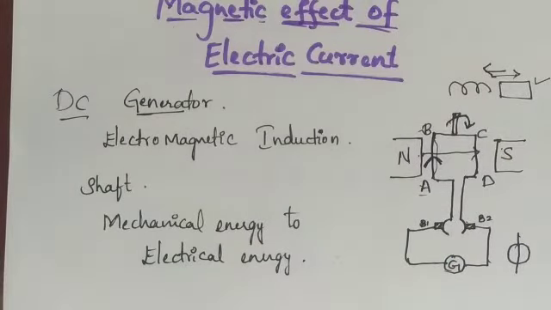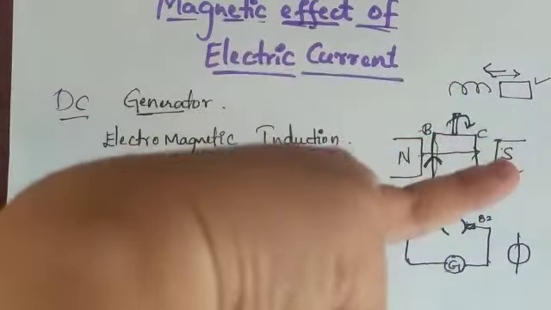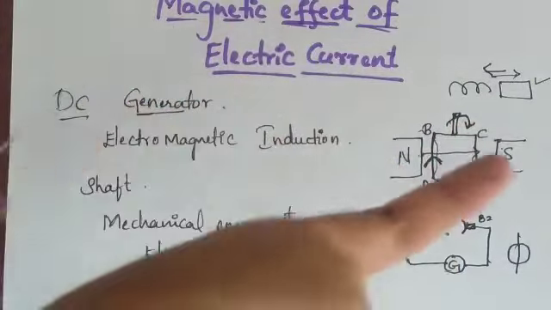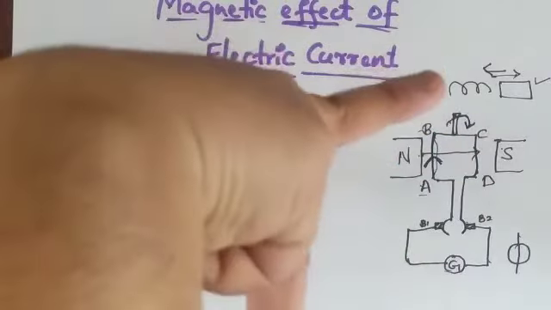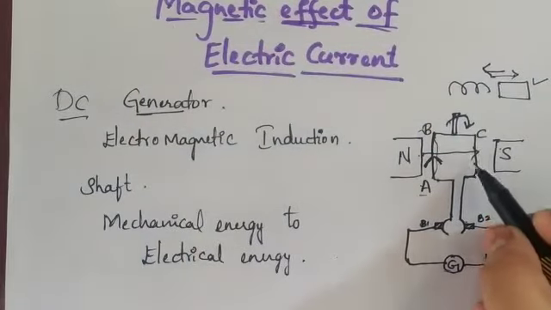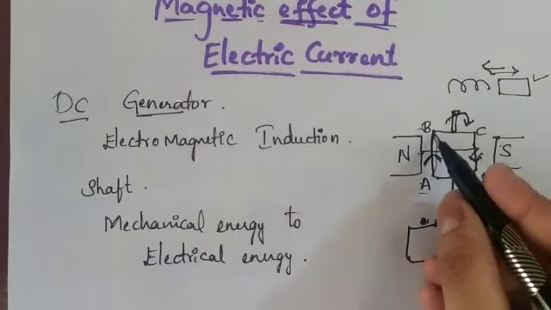Now let us come to CD. In the CD case, the motion of the conductor is towards the downward direction. So in this case the motion of the conductor is downwards, and the magnetic field lines are from north to south. In which direction is the current flowing? Current is flowing down, which means from C to D. Now we know the direction of current here, flowing from here to here.